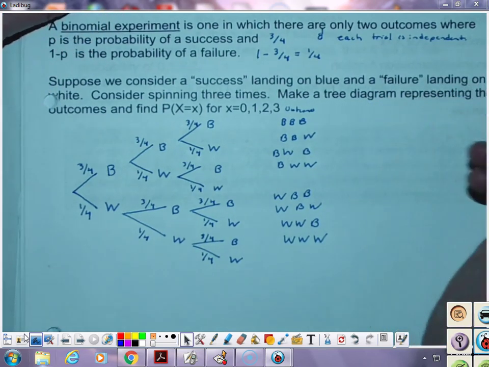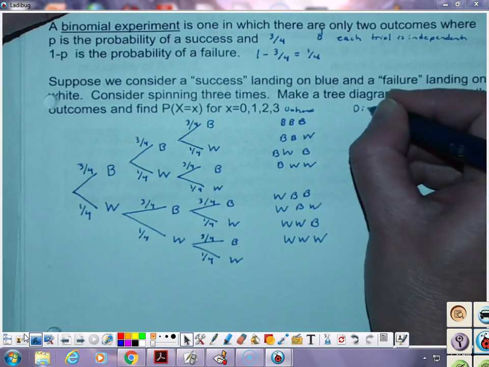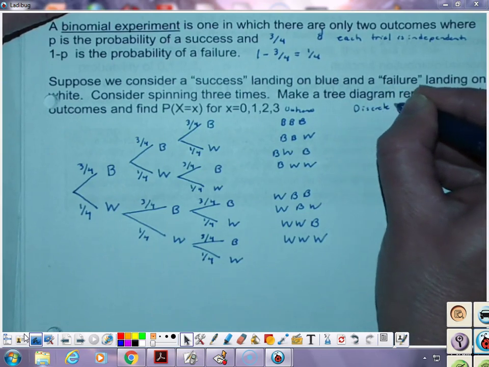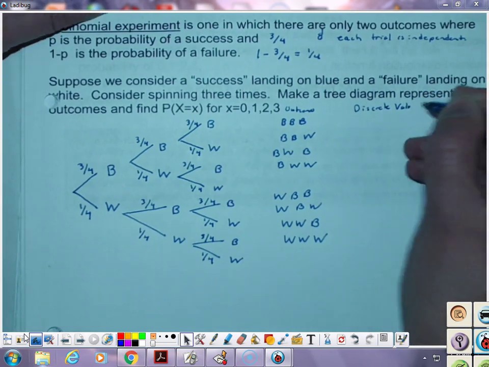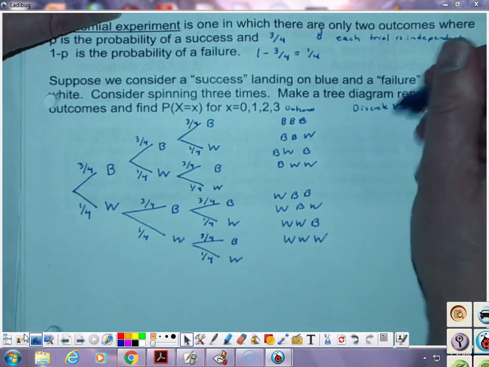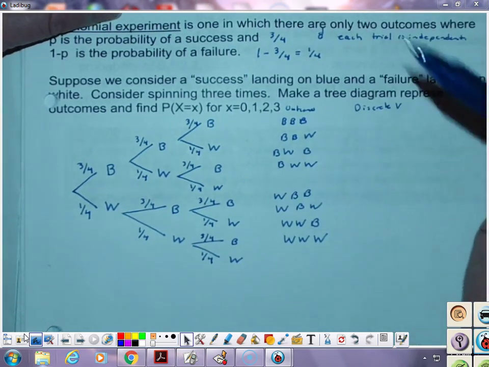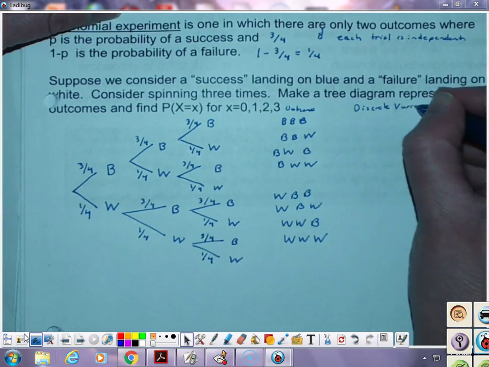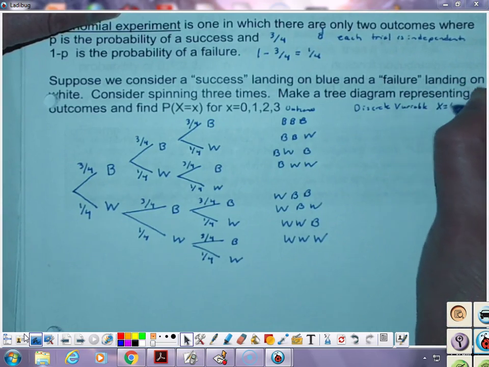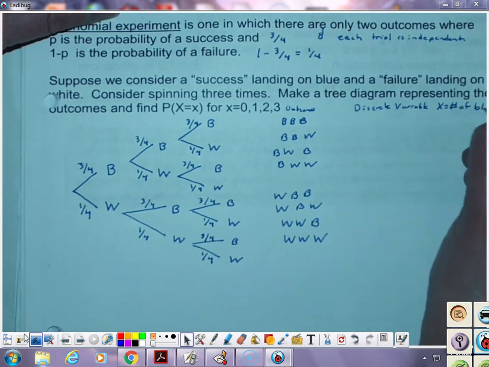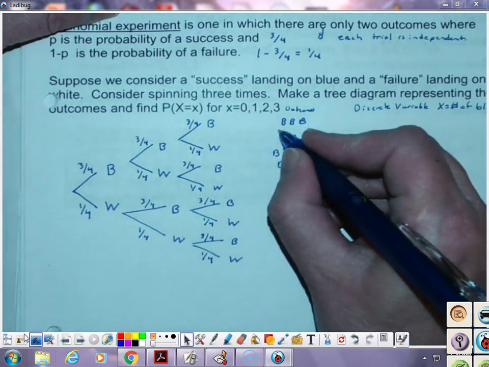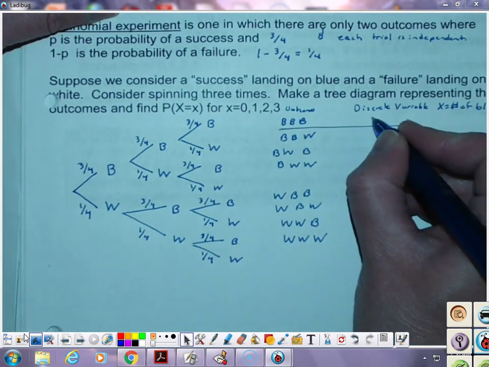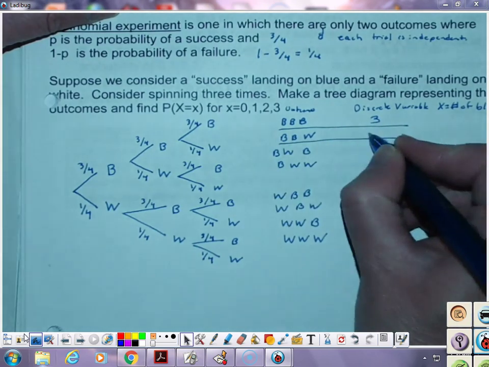And we're defining our discrete variable to be the number of blues that we get. So I'm just going to write that over here, how many blues. X equals the number of blues. Okay, so for this one, how many blues do I have? This one?